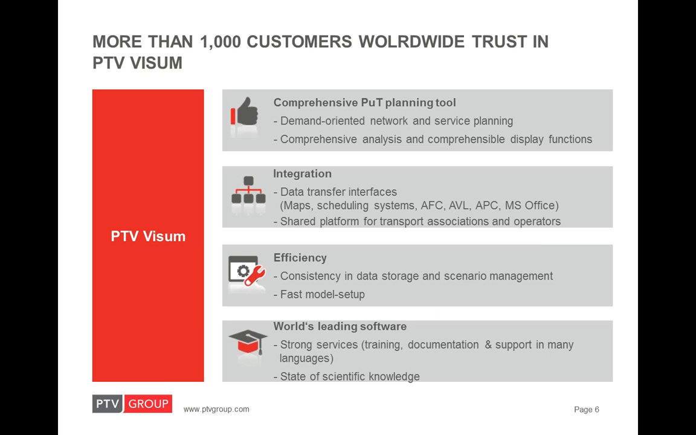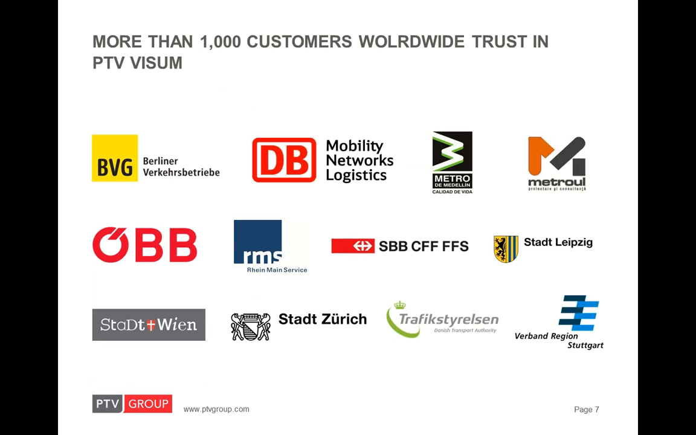It could be transport associations and operators, also city governments. And as I've shown you last week, due to a very fast model setup by using OpenStreetMap data and Google Transit data, you have a high efficiency in working with Visum. At the moment, we have a long list of public transport customers. On this slide, just a few of them, ranging from Deutsche Bahn, German Railway, over city governments, and also metro operators.